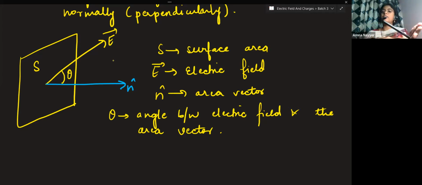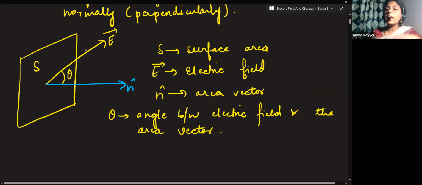The angle between the electric field and the perpendicular drop, that is the area vector. This angle is not considered. So never consider the angle between the electric field and the plane. If electric field's angle with the plane is given, subtract it from 90 degree, but get the angle between the electric field and the area vector only.